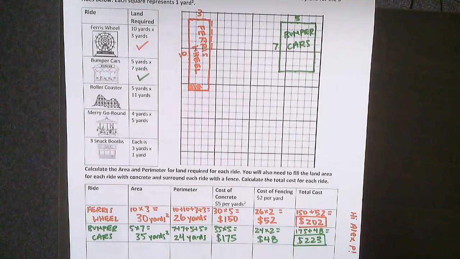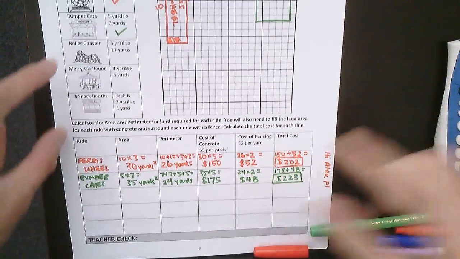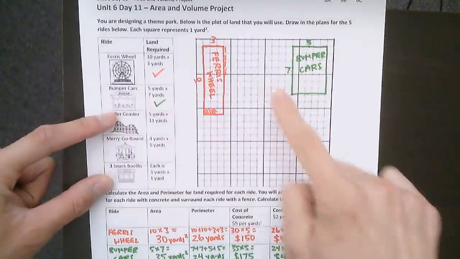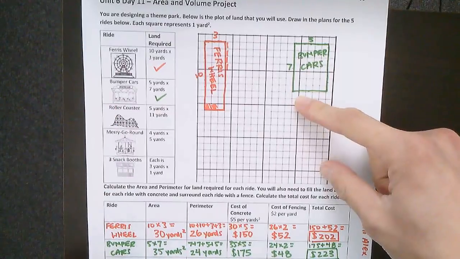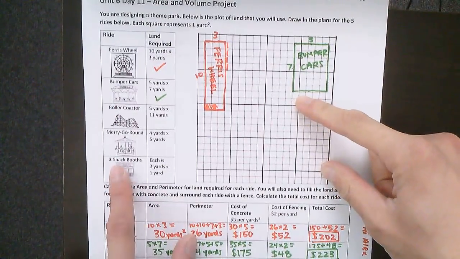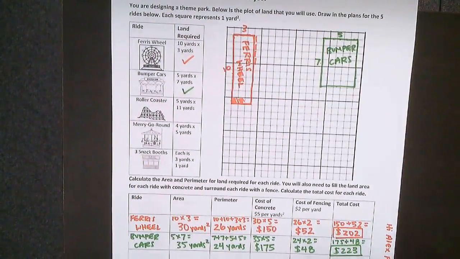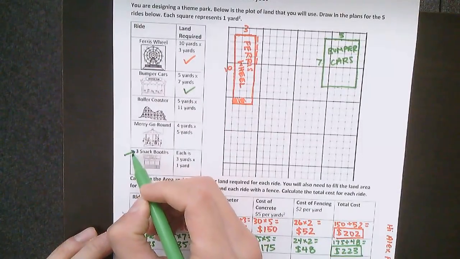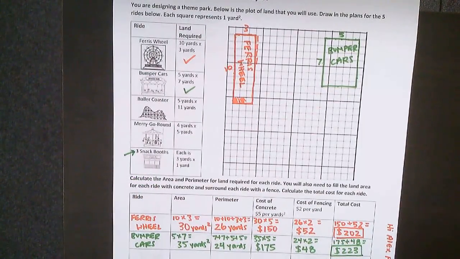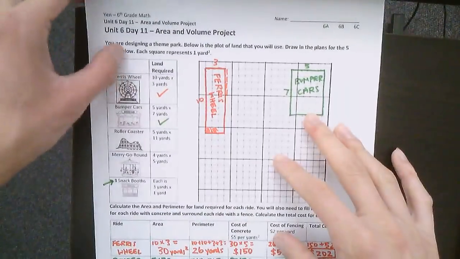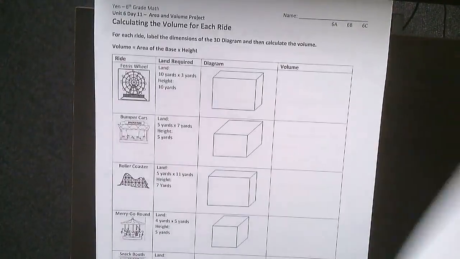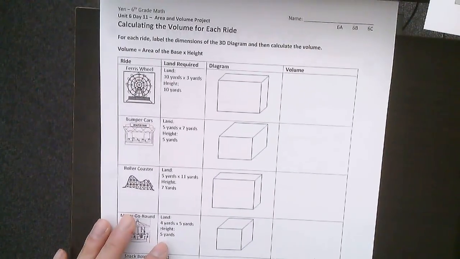So what you're going to do now is, to get your teacher check down here, you're going to fill out the rest of these 3 rides, draw them in here, wherever you want, and then finish the rest of this. Keep in mind that for the snack booths, you have to do 3 of them. So 3 different snack booths in your park. Also, real quick, I'm going to show you how to do the next page, which is pretty simple.